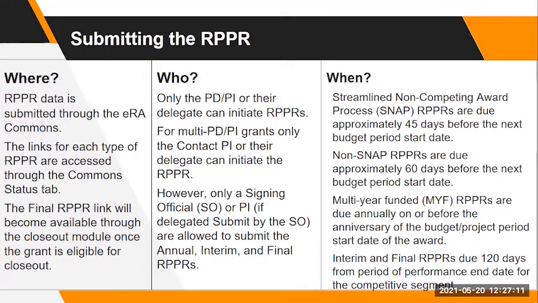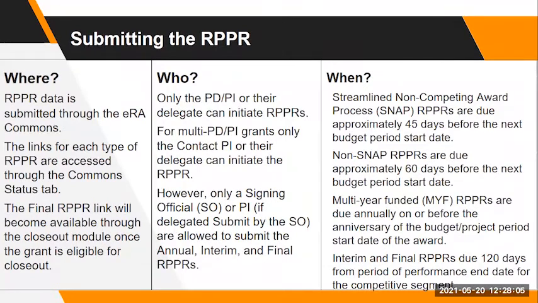And then when do you submit the RPPRs? Just like the types of RPPRs indicate, there are different dates when you submit them. Some grants have SNAP, the streamlined non-competing award process, notices of award, whose RPPRs are due 45 days before the next budget period start date. The non-SNAP RPPRs, which are more common, are due approximately 60 days before the next budget period start date. So if your grant year runs from 1st January to 31st December, then 60 days before 1st January is 2 months before, so you should submit your RPPR at the end of October.